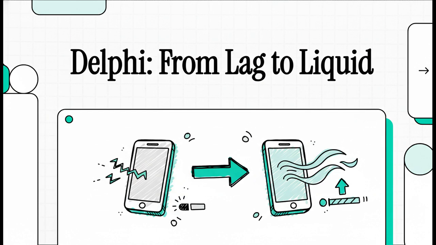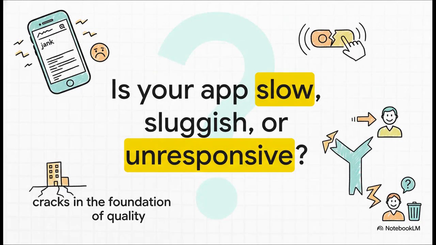This explainer is all about taking those sluggish Delphi apps and turning them into the kind of liquid-smooth, high-performance experiences that users absolutely love. Does any of this sound familiar? You've poured your heart into a feature-packed app, but the user experience just feels off. Maybe scrolling through a list is a bit jerky, what the Android world calls jank. Or you've got buttons that don't seem to react the instant you tap them.